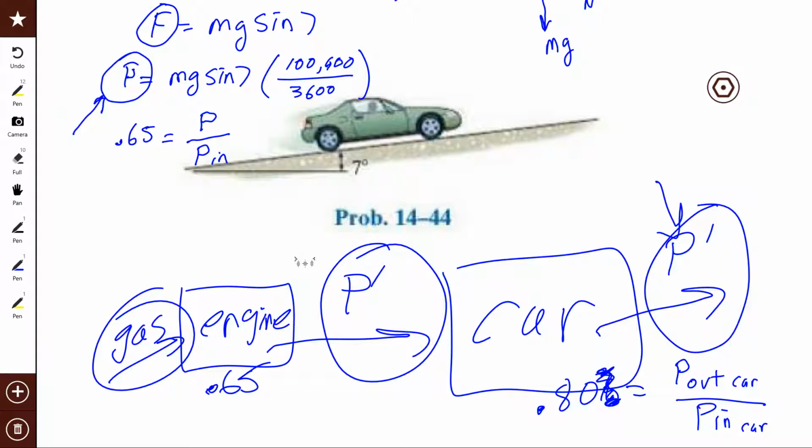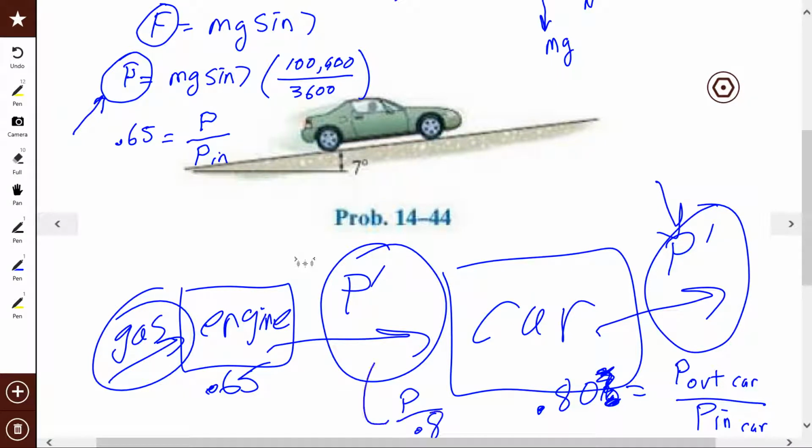What is being delivered to the car? It'll be P divided by 0.8. That's what's going into the car. So what's going into the engine? P over 0.8 over 0.65. That's what's going into the engine.